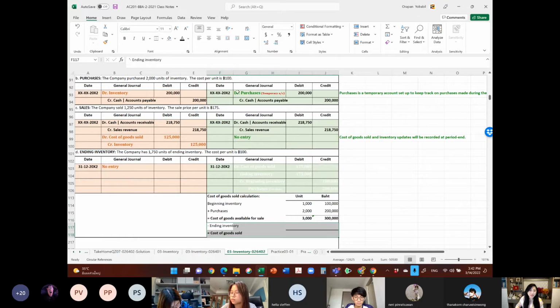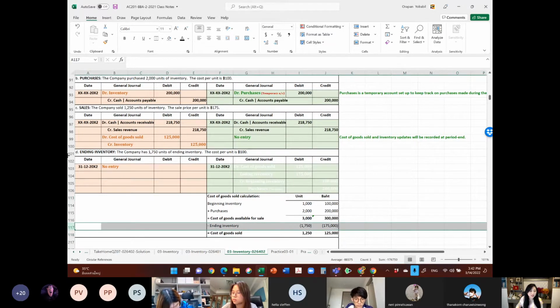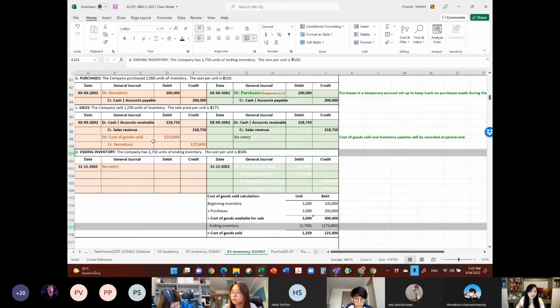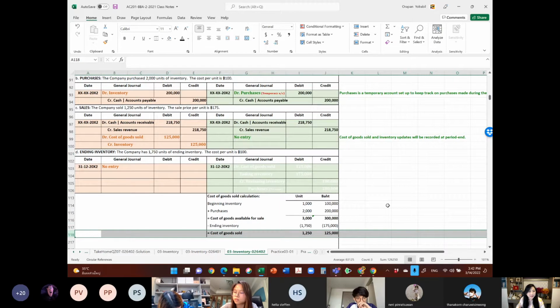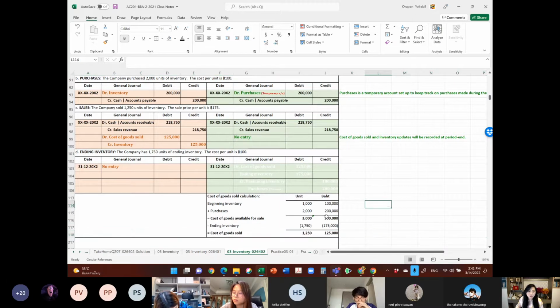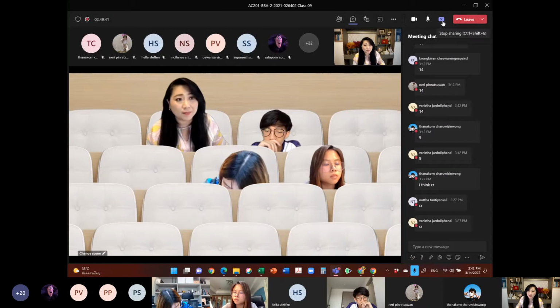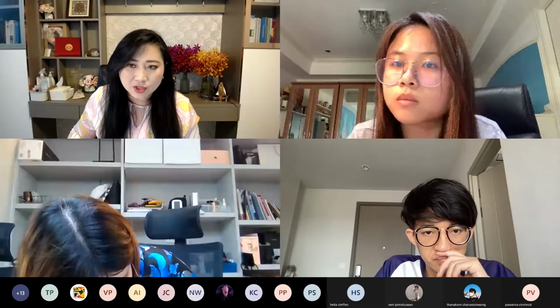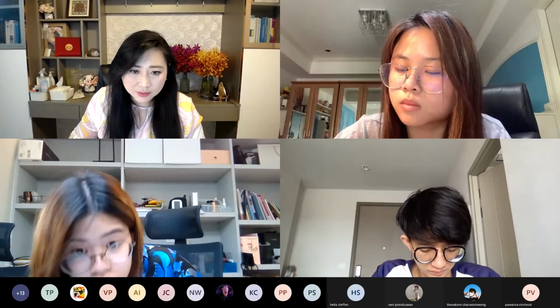And for the ending inventory and the cost of goods sold, the ending inventory is given here, right? It's 1,750 and the cost of goods sold is calculated. Okay? So I will show you the calculation in the recording in just a little bit. Now let me do something first.